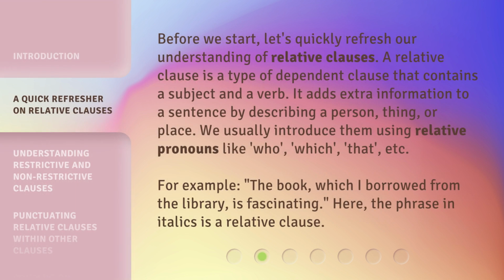Before we start, let's quickly refresh our understanding of relative clauses. A relative clause is a type of dependent clause that contains a subject and a verb. It adds extra information to a sentence by describing a person, thing, or place. We usually introduce them using relative pronouns like who, which, that, etc. For example, the book, which I borrowed from the library, is fascinating. Here, the phrase in italics is a relative clause.